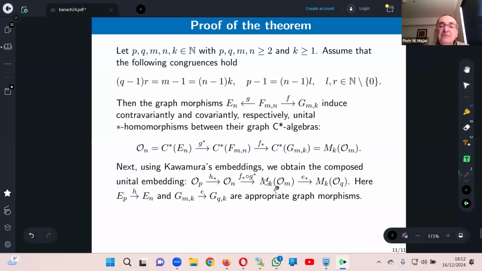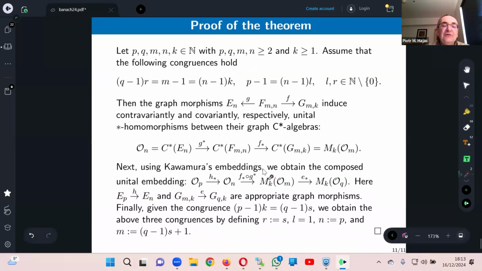And here we can take the identity on matrices and just use the embedding of O_M in O_Q. To embed O_M in O_Q by Kawamura, all we need is this congruence relation, but we assume it. So this way we have this composed unital embedding, which gives the desired unital star homomorphism from O_P to M_k of O_Q. And here you just have to define the appropriate graph homomorphisms, which I have no time to explain.